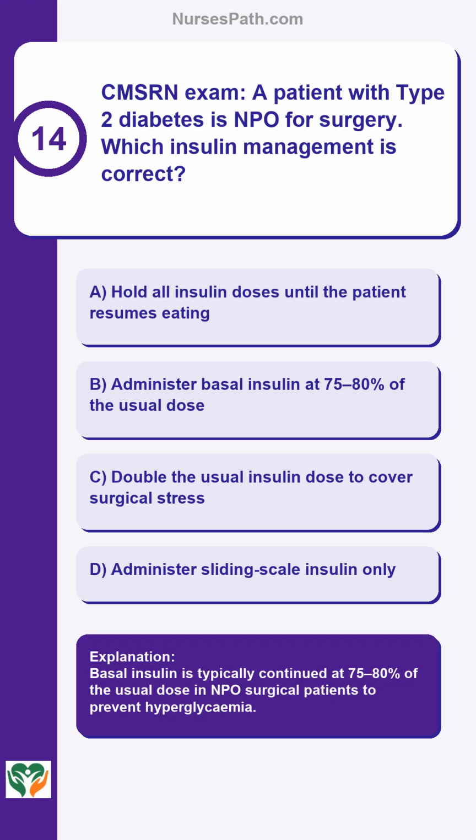Basal insulin is typically continued at 75 to 80% of the usual dose in NPO surgical patients to prevent hyperglycemia.